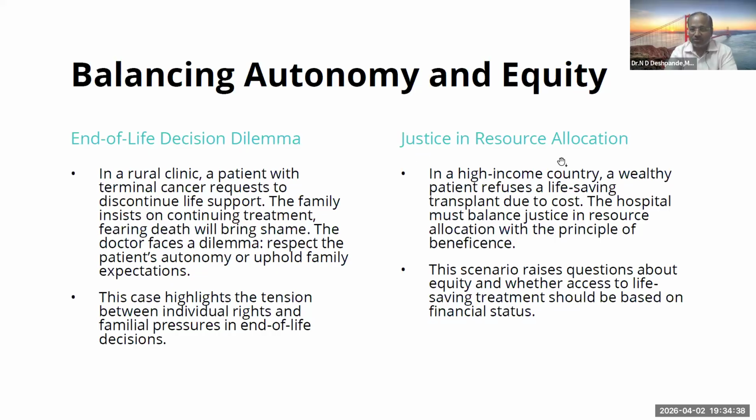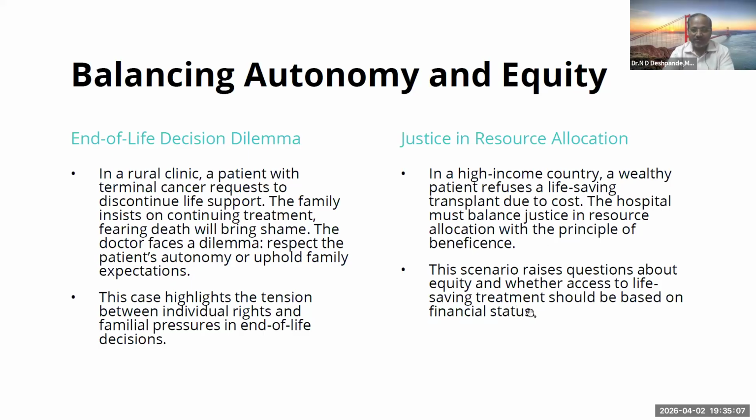Next is justice in resource allocation. In a high income country, a wealthy patient refuses a life saving transplant due to cost. The hospital must balance justice in resource allocation with the principle of beneficence. They need to allocate the resources in case it is not affordable for some patients, so justice in resource allocation also has to be understood. This scenario raises questions about equity and whether access to life-saving treatment should be based upon financial status.